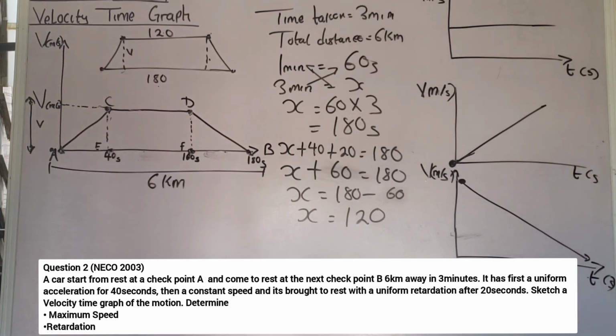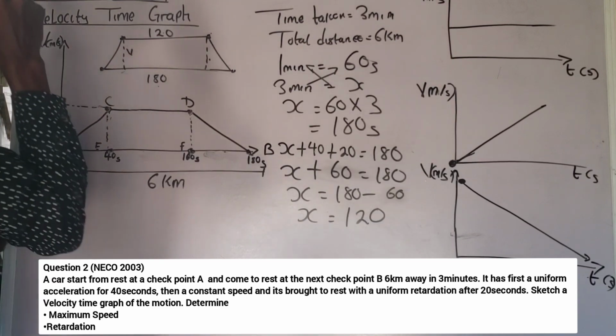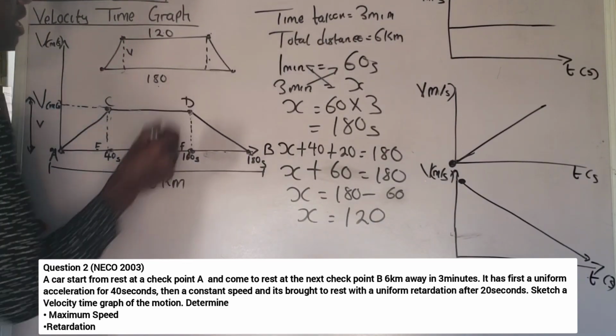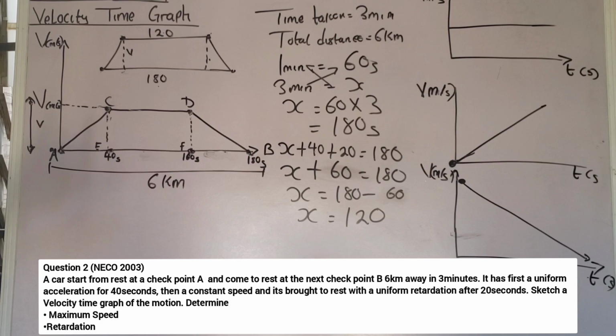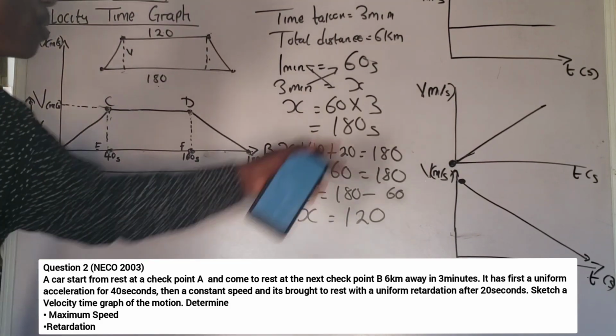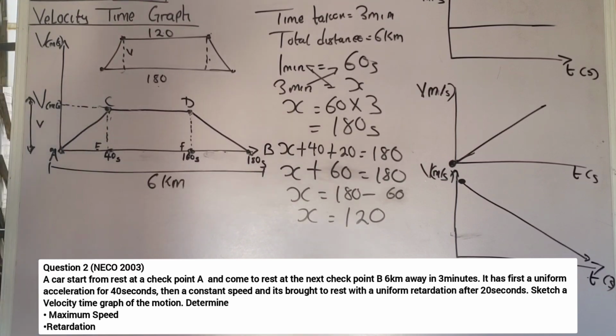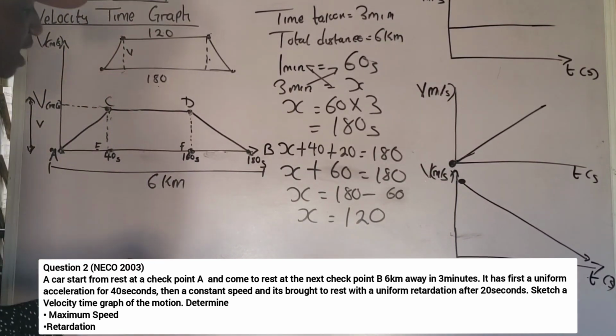The first point, in the previous question, was that when you are asked to calculate the uniform acceleration of a velocity time graph, the uniform acceleration is the same thing as the slope. Now, I'm giving you another point. Note this point: the total distance traveled in the velocity time graph is equal to the area. The total distance given to us in the question is 6 kilometers. Now, velocity is measured in meters per second, so we cannot use 6 kilometers directly. We have to change to meters.